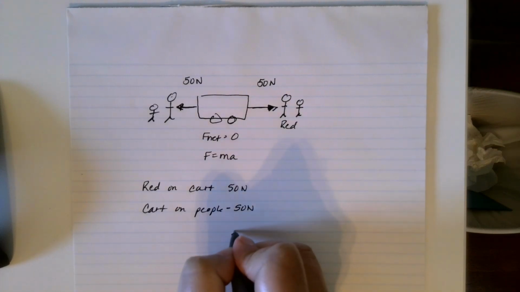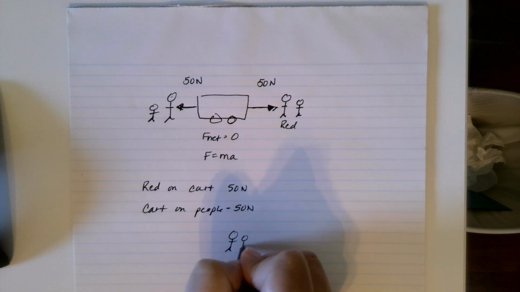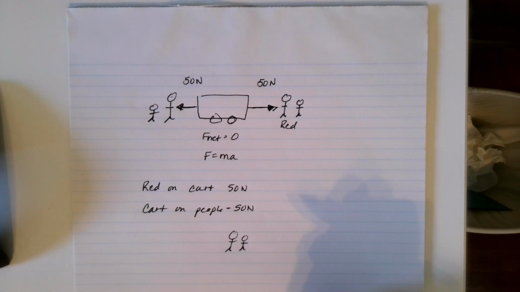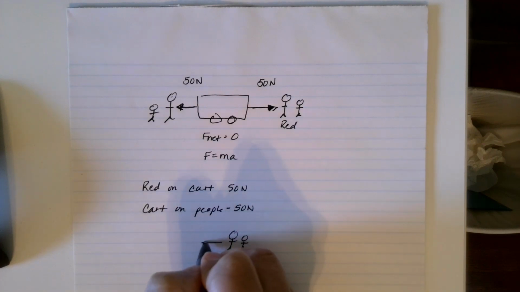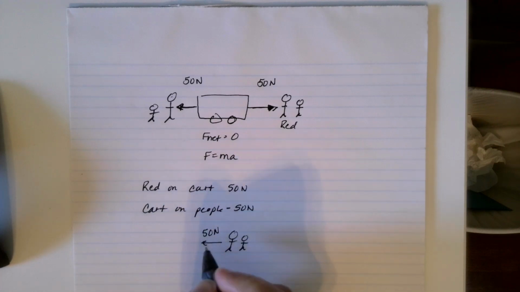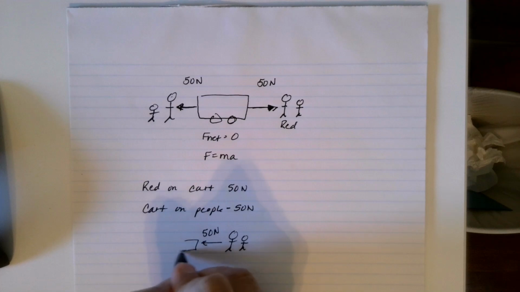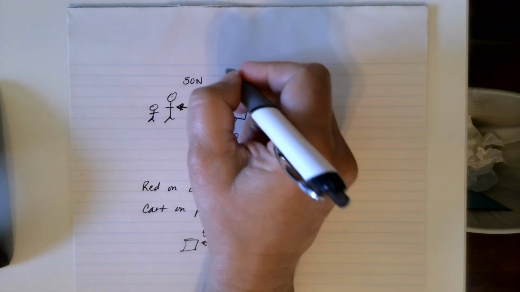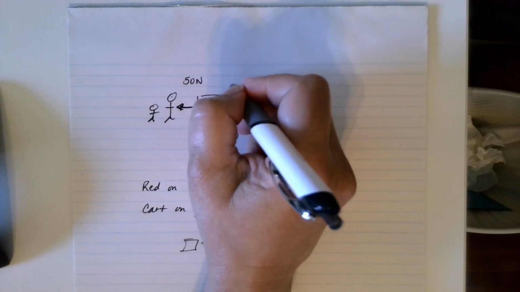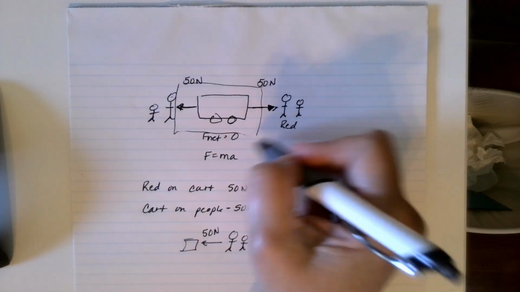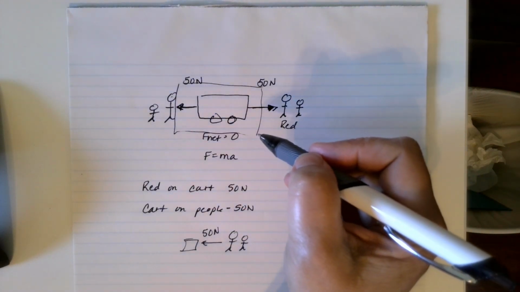In that case, these would be my red people. If I were going to draw a force diagram of my red people, I would have a 50 Newton force here. This would be the cart that's acting on the people. In our situations, we were always looking at the cart, at the forces that were acting on the cart.